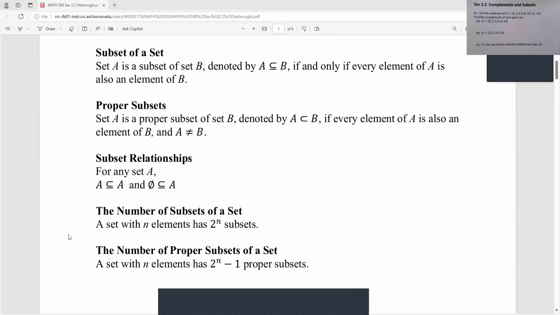Next definition I want to highlight is the subset of a set. Set A is a subset of set B, and we denote it by this notation right here, if and only if every element of A is also an element of B. So when we use this notation right here, we're saying A is a subset of B, and what we mean is that every element in A, which is on the left side, also shows up in B, which is on the right side.